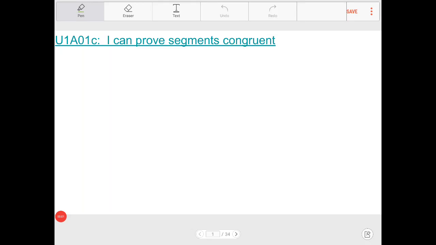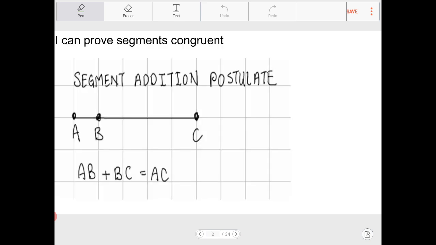Hello students, in this video I will go through the process of proving line segments congruent, very similar to lesson U1A01b. So let's take a look. In this video we're going to be capitalizing on the postulate that was introduced in the previous video, which is the segment addition postulate.